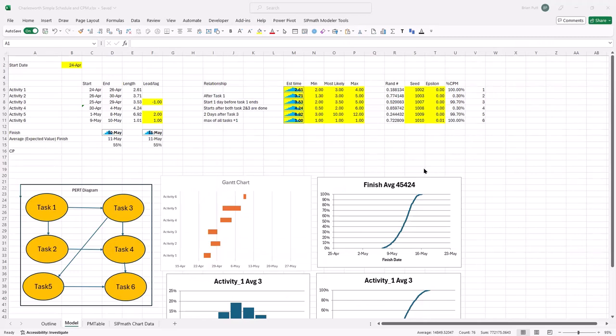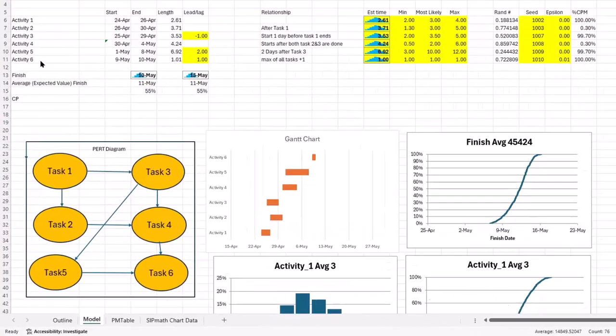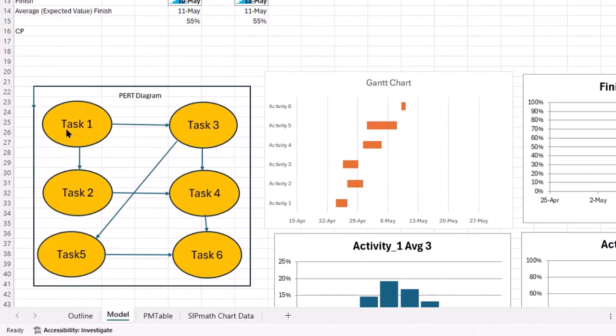Let's assume there are 6 tasks, 6 activities, and they have a relationship as shown here. Task 1 has to start, and then tasks 3 and 2 can start. Task 4 can start after task 2, provided that task 3 is done. Task 5 can start whenever task 3 is done, and task 6 has to have both 5 and 4 done. So this PERT diagram shows that relationship.